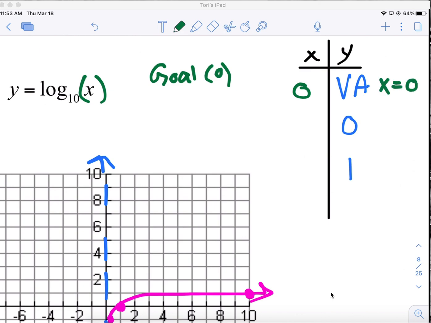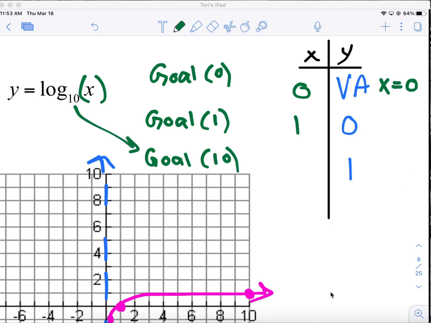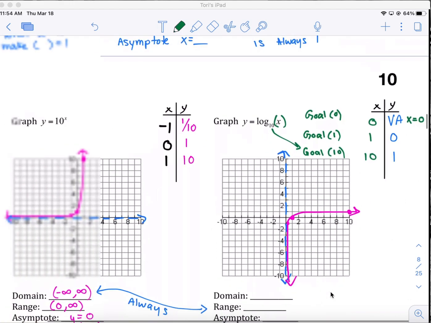Second thing is if I could make my parenthesis be a 1. Well, that's easy. I just make x a 1. That means my point is 1, 0. We already graphed that. Finally, my last goal is to make it the same as the base, which is a 10. How would I make that a 10? Well, I just make the x a 10. That's the parenthesis. That's where my last point came from.